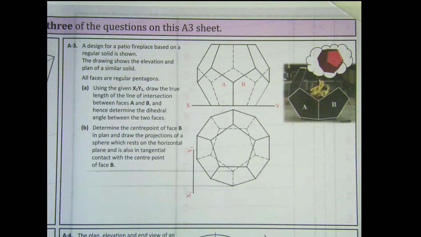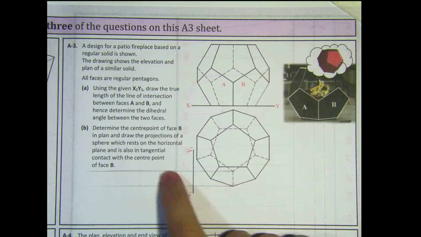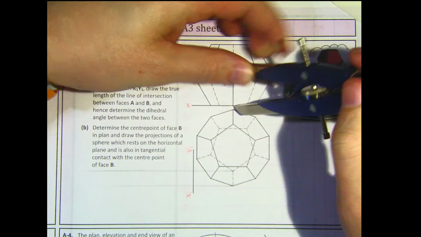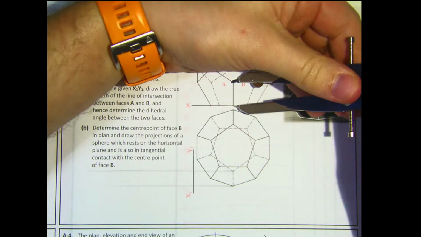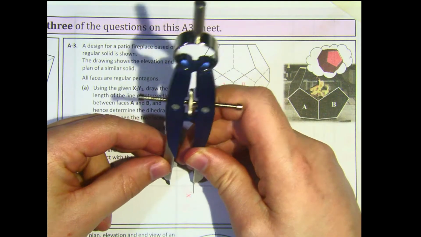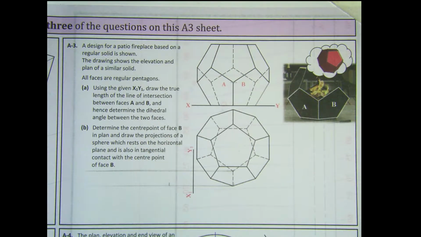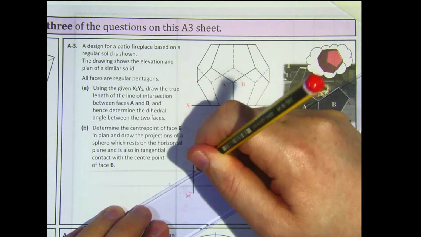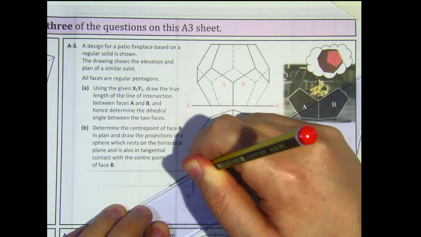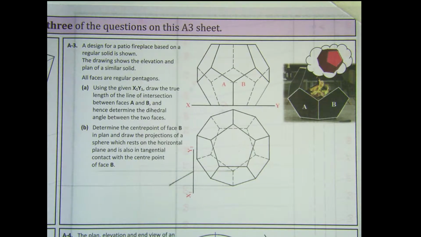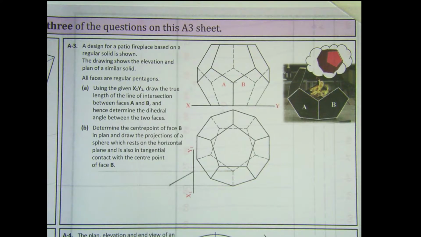Just like all auxiliary views, when we're measuring, this is an auxiliary elevation, so I'm going to take my heights from the elevation. It's on this line here, so measuring the height of that. Measuring that height here. This point is on the ground, so this is the one that we're marking up. And this here is the true length of the line of intersection between the two faces. So there we have the true length, so that's the first part of this.